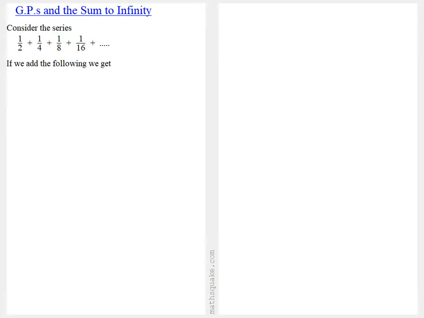If we add them term by term as we've done below, what we get is S1 is equal to a half. Now a half can be written as 1 take away a half. S2 is a half plus a quarter, which is 3/4, which can be written as 1 minus a quarter. S3 is a half plus a quarter plus an eighth, which is 7/8, which can be written as 1 minus 1/8.